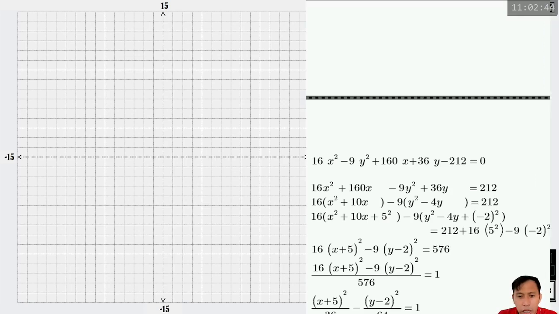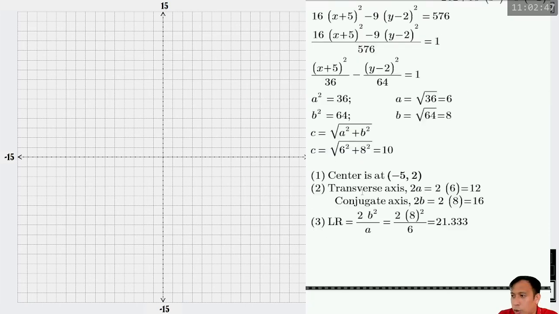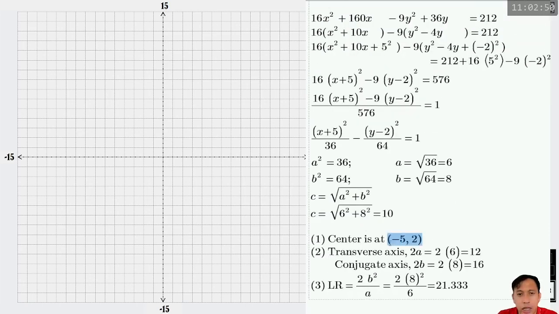So again, as we got, the center is at negative 5, 2. That is in the second quadrant. The a is 6. What is the opening here? Of course, there is no change in sign, so a is along the x-axis. It opens horizontally.